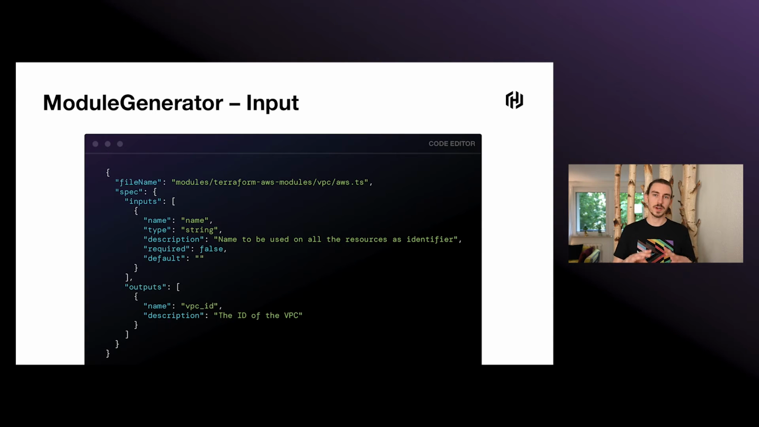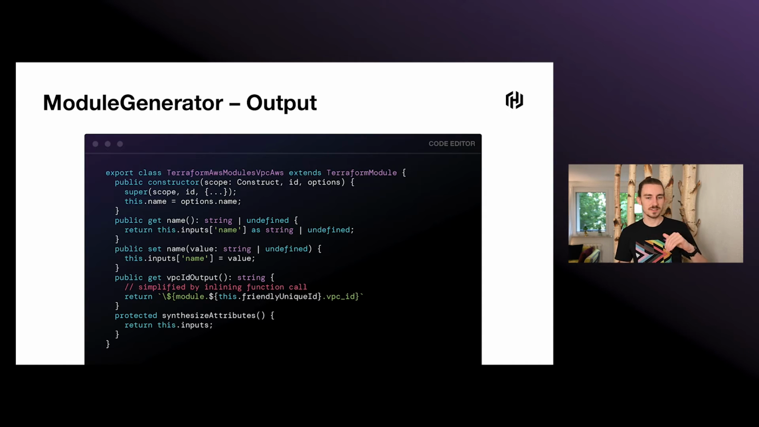So what files it writes onto the disk in TypeScript that you could use in your CDK for Terraform TypeScript stack. And this looks a bit like this. So you can pass in a name, you can get the VPC ID output. So we suffix them with output to have no collisions with inputs with the same name. And I inline some function call what it does under the hood when you get an output. So it just returns the address that Terraform would use or you would use in Terraform if you want to point to some module. And yeah, synthesize attributes get some inputs.